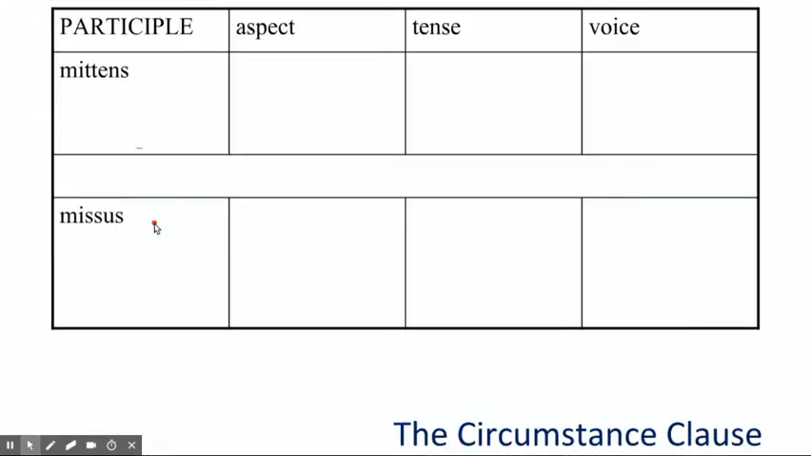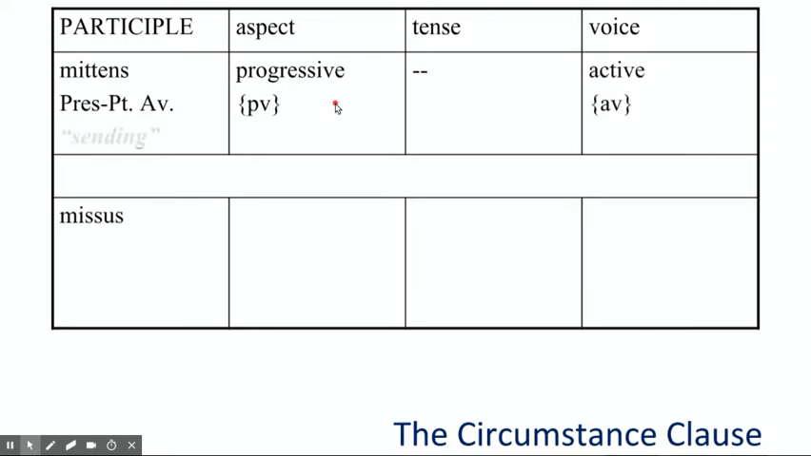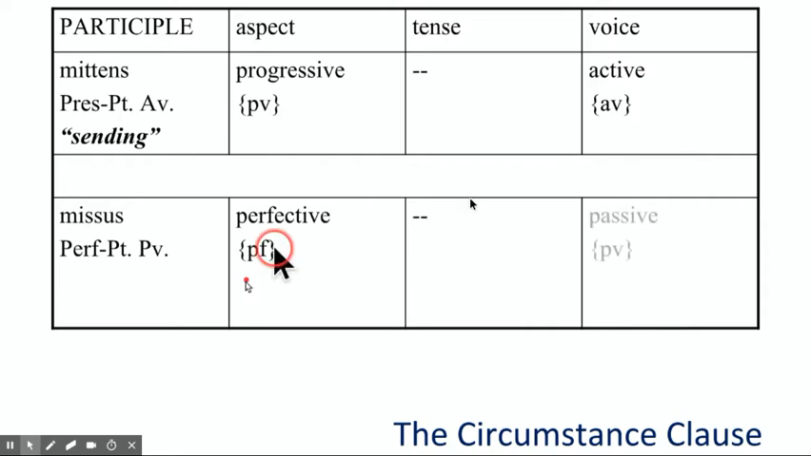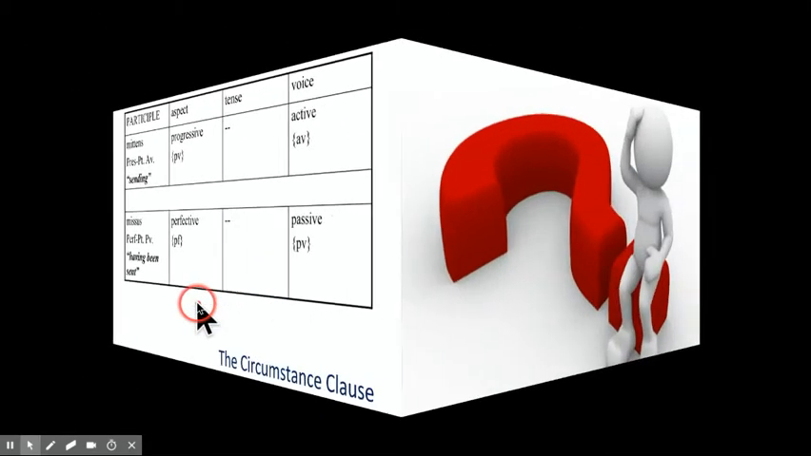So let's compare the two participles. The present participle signifies present participle active. That's the form. Next line, progressive aspect, not PV, but PG. Tense, no tense, voice active. The perfect participle, so translating it, sending. The perfect participle passive is perfective aspect, no tense, passive voice. Having is the perfective, been is the passive.